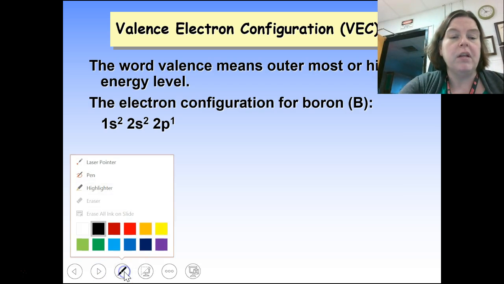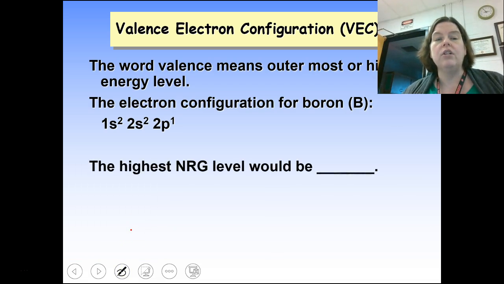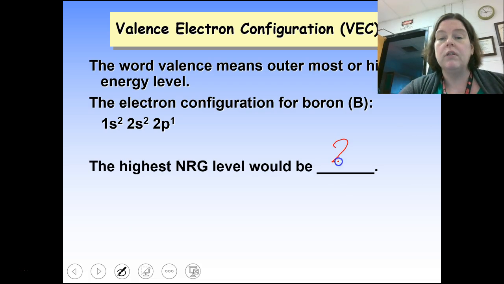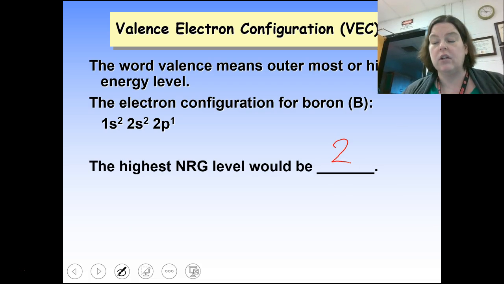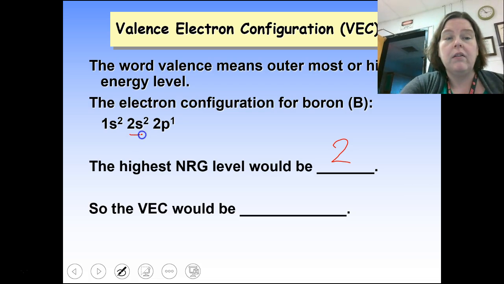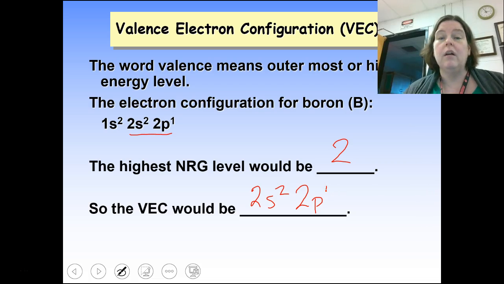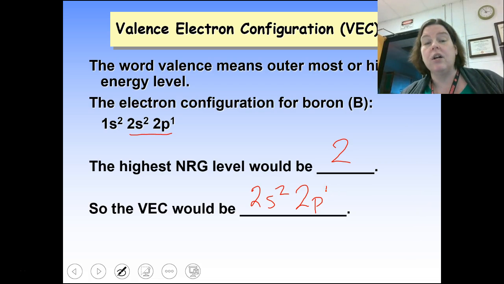So the question then becomes, what is valence? What does that mean to be valence? So the highest energy level would be 2. That's a good thing. So the VEC would be anything that has energy level 2. So that would be anything right here. So that would be 2s2, 2p1. That would be the valence electron configuration for boron, only the outermost, okay?